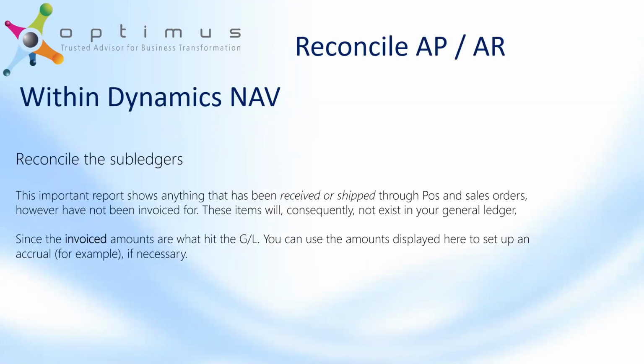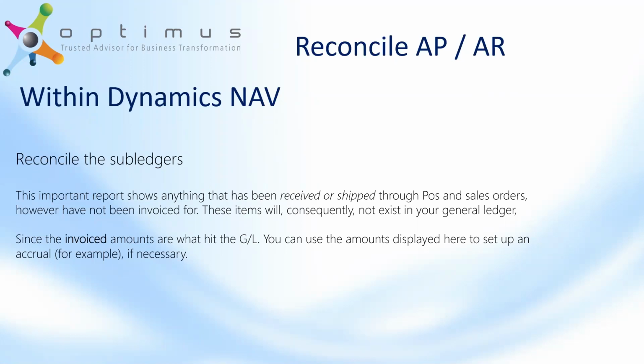Now, in order to reconcile the subledgers and reconcile a P&AR, it's important: this report shows anything that has been received or shipped through purchase orders, excuse me, and sales orders, however, have not been invoiced. Very important. These items will consequently not exist in the general ledger like we have seen in the previous report. So now what do we do?